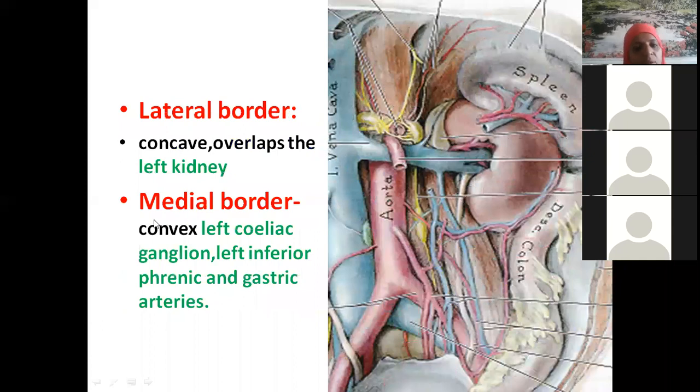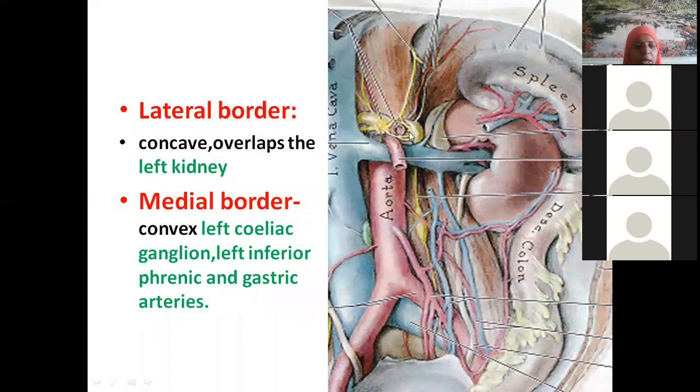Then now coming to the borders. We have the medial border and the lateral border. See, this is the lateral border, isn't it? I told you this border is concave and away from the midline. This lateral border is overlapping the left kidney. The medial border is convex, and you can see the ganglion also here. It is related to the left celiac ganglion.